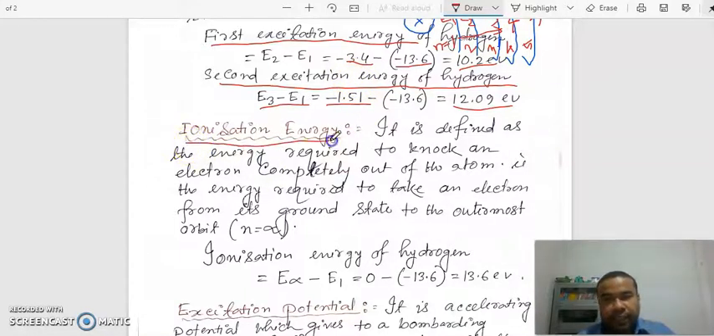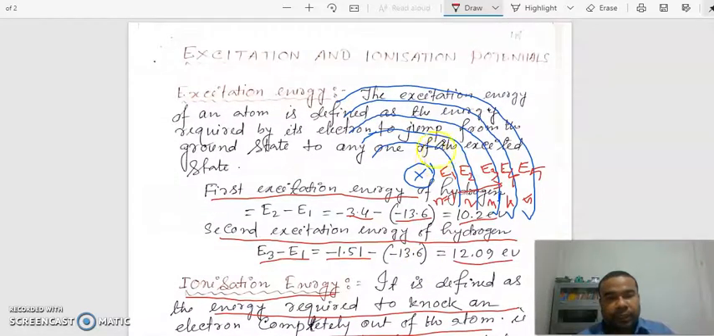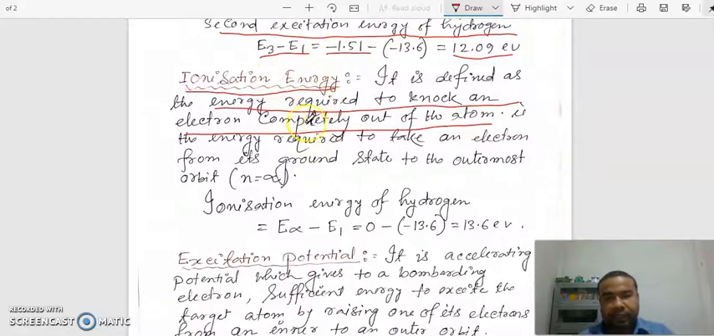Now, what is ionization energy? Ionization energy is the energy required to knock an electron completely out of the atom. If the electron jumps from the ground state to the infinite state, where the energy is zero, the energy of the infinite state is zero. So if the electron jumps from the ground state to the infinite state corresponding to energy zero, that is called ionization energy. How much energy is required by the electron to go from the ground state to the infinite or outermost orbit, n equal to infinity, is called ionization energy.